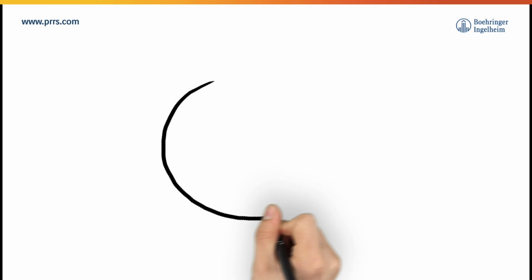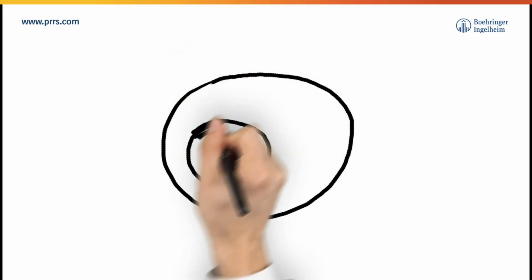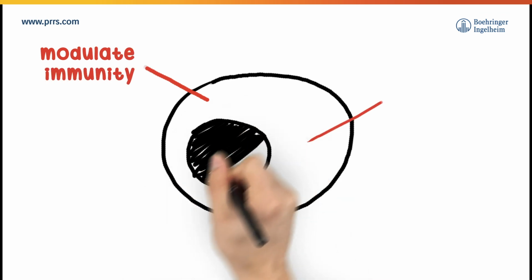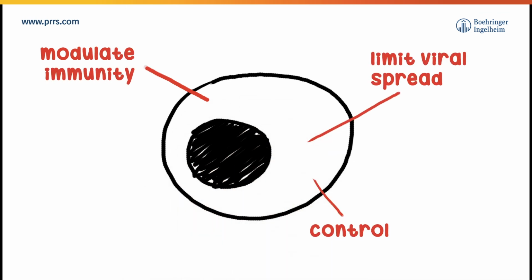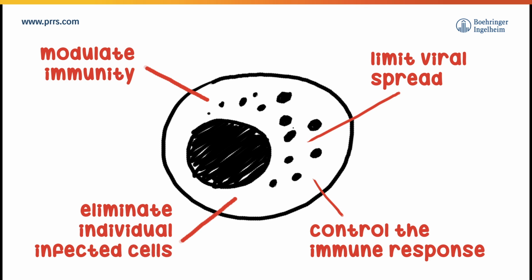T cells play a central role in the direct effector response to infection. Through the production of specific cytokines, they are able to modulate immunity, limit viral spread, and control both the intensity and the duration of the immune response. T cells can eliminate individual infected cells, helping to curb viral propagation and spread to other cells.